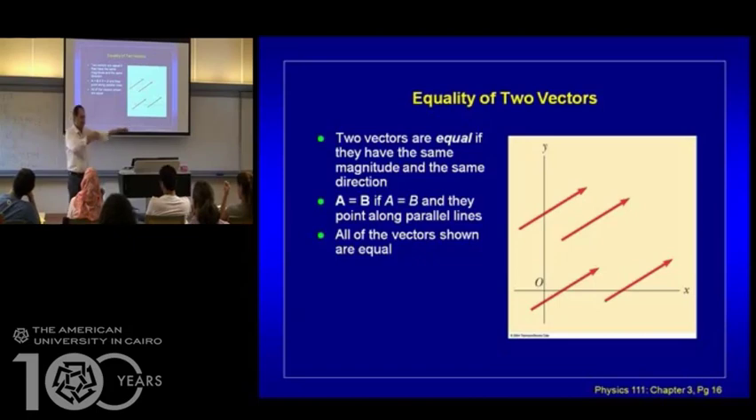This is A. We're going to call that negative A, because it's totally in the opposite direction. Okay, guys? So those vectors are equal because they have the same direction, same magnitude.